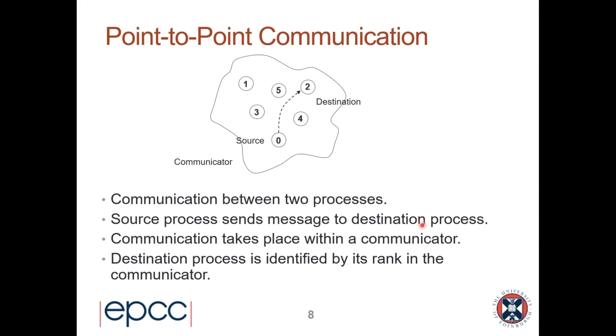The source process sends a message to the destination process. The source process has to call a send. The receive process has to call a receive. The communication takes place within a communicator, so you can't communicate with a process which is outside of your communicator. But again, because MPI comm world contains everybody, that's not an issue with MPI comm world. And the destination process is identified by its rank in the communicator. So your rank is really the key thing you need to know.